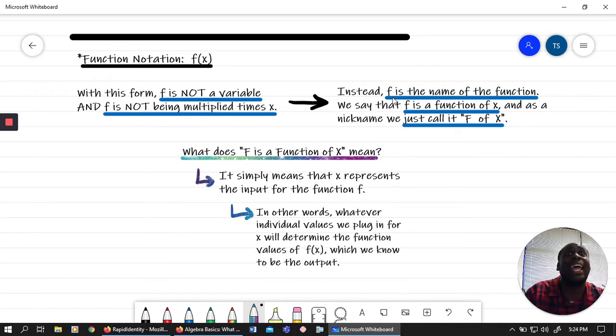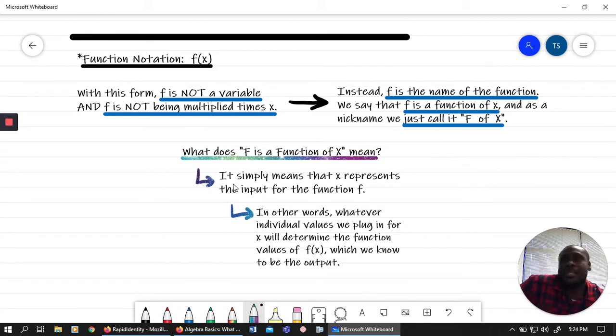Instead, guys, f is the name of this function. And so, guys, we actually say here that f is a function of x. And just as a little nickname, we call this f of x. So when you see this notation with the f and the parentheses and the x, we call it f of x. So some of you might be sitting back wondering, okay, you're saying that f is a function of x, but Mr. Starkey, what in the world do you mean when you say f is a function of x? That's a good question too, y'all.